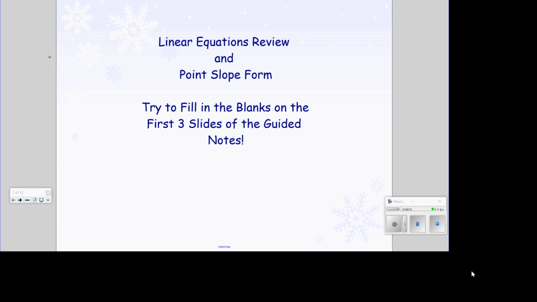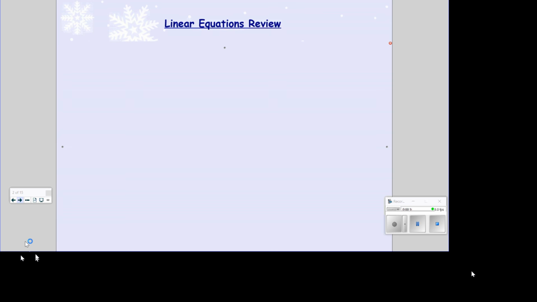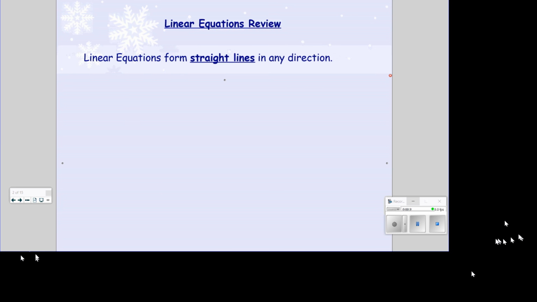In this lesson, we're going to start with a quick review of some of the linear equation basics we've gone over and then introduce point-slope form. So, looking at a little bit of review, we have linear equations review first. Just to recap, remember that linear equations form straight lines in any direction.